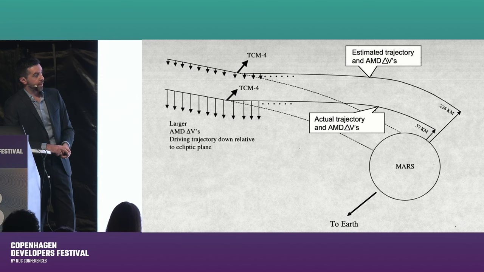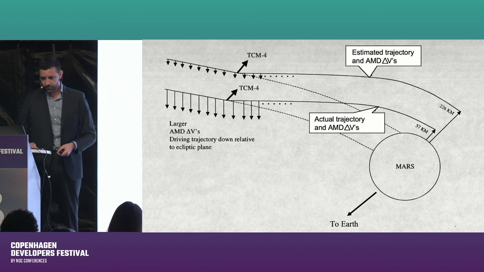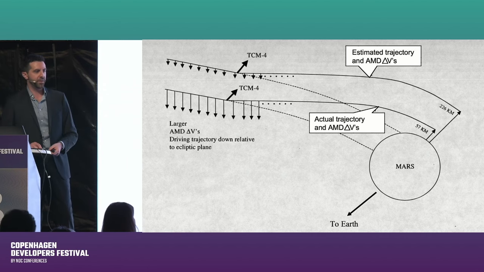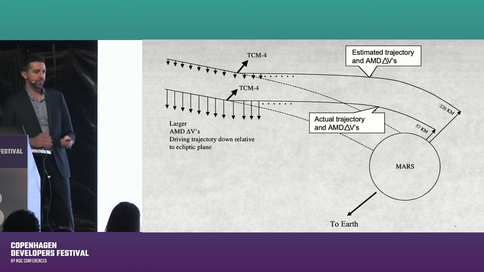Unfortunately, 57 kilometers is within the edges of the Martian atmosphere. So that probe either burned up in the atmosphere as it passed behind Mars, or it fried a bunch of the electronics, it died, and it got slingshotted around the other side back into solar orbit, and we never heard from it again. We're not sure exactly what happened to it.